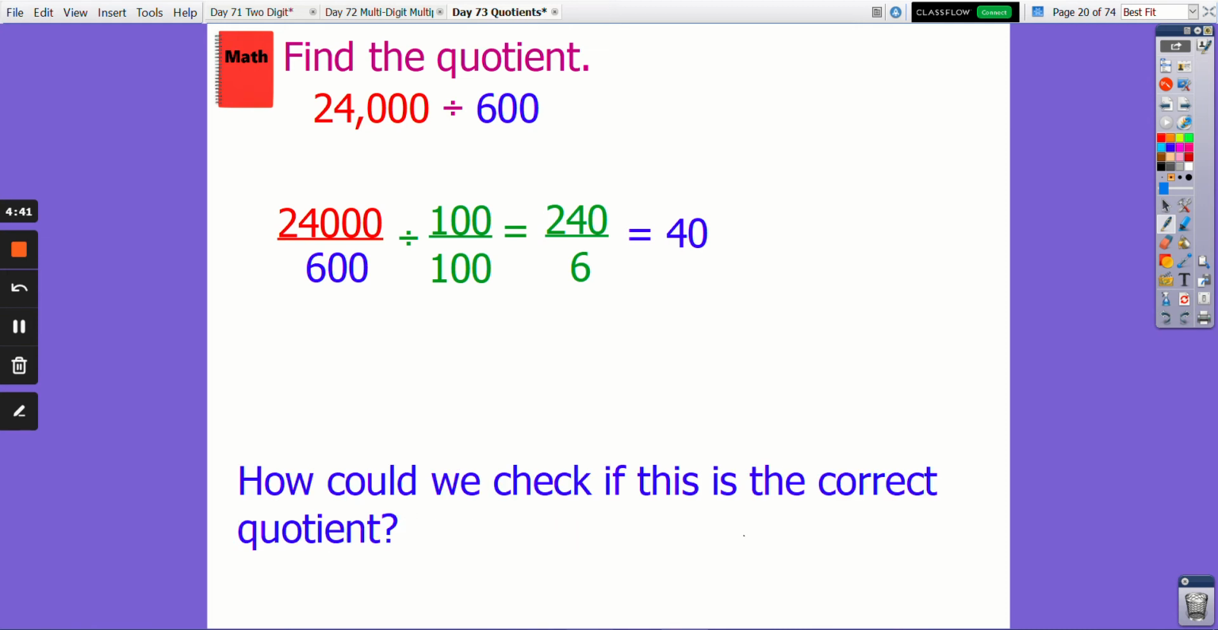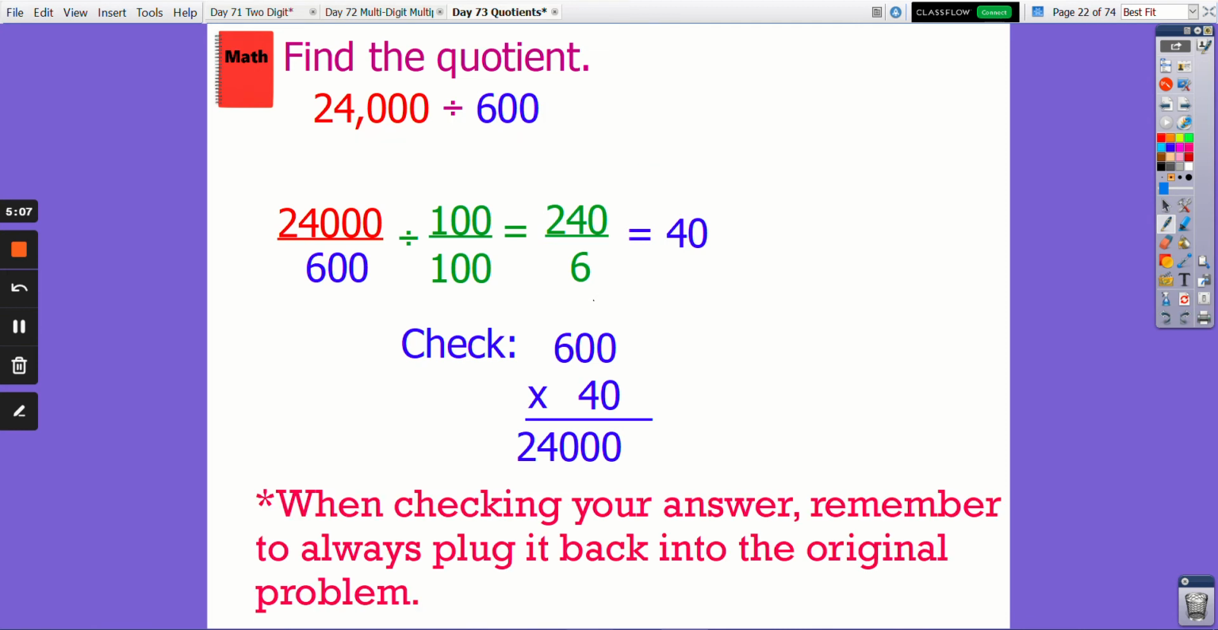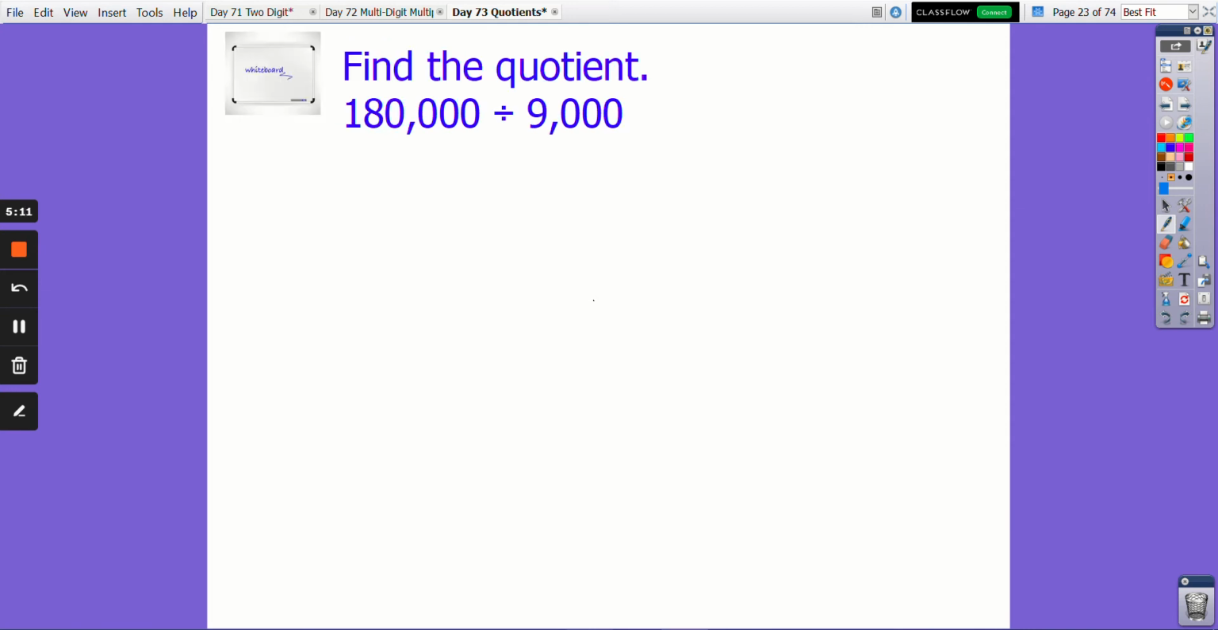Okay, how do we check division problems to make sure they're correct? We multiply. So when we take 600, because that's our divisor, by what we ended up with, our quotient, we should end up back with our dividend. So if you multiply 600 times 40, you should end back up with 24,000. We always have to plug it back into the original problem.